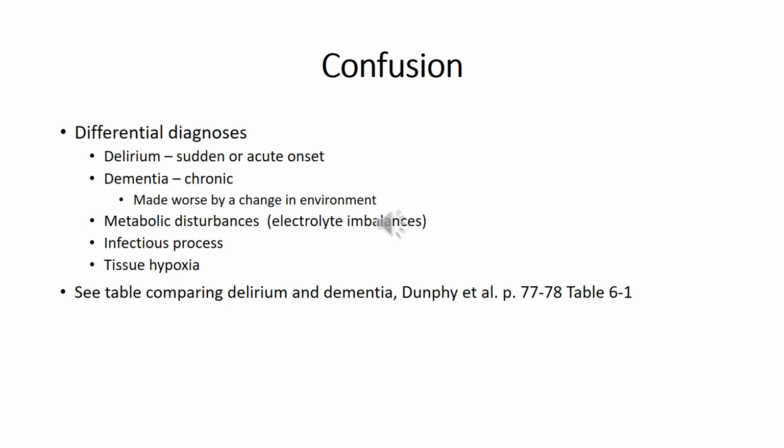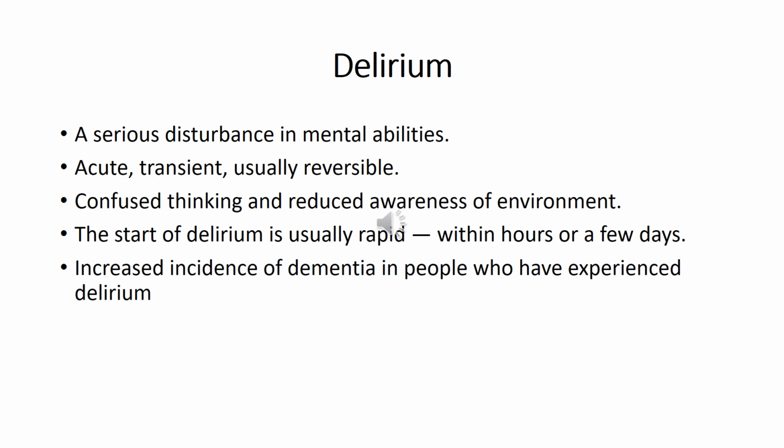Differential diagnoses that may contribute to confusion are delirium, dementia, metabolic disturbances, infectious process, and tissue hypoxia. In your book, on pages 77 through 78, Table 6-1 compares delirium versus dementia. Delirium is a serious disturbance in mental abilities. It is acute, transient, and usually reversible. Often, patients will have confused thinking and reduced awareness of the environment.